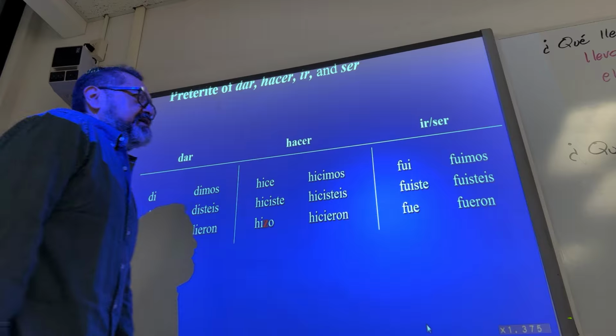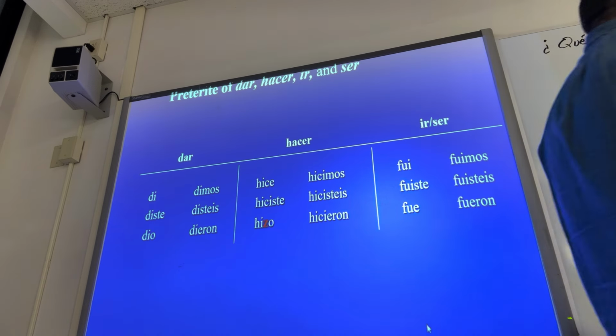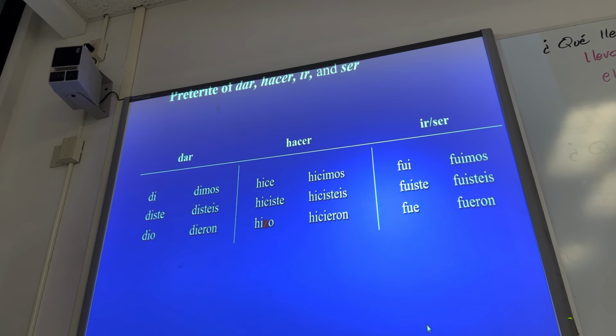Because remember, when it comes to irregulars, typically you just have to memorize them. So, like ser: soy, eres, es, somos, son. Or ir: voy, vas, va, vamos, vais, van. Okay? It doesn't follow a pattern.